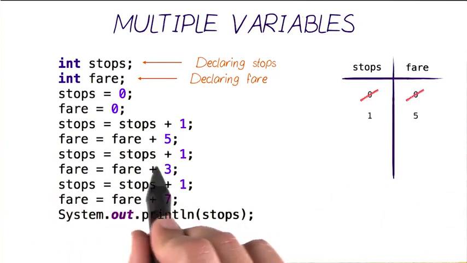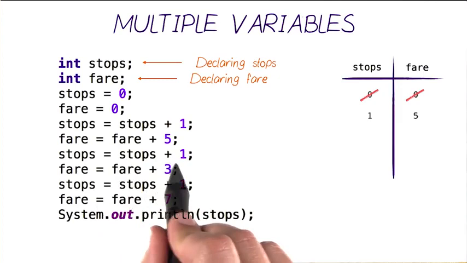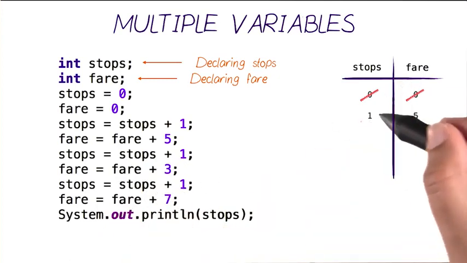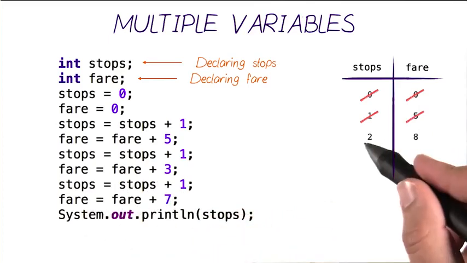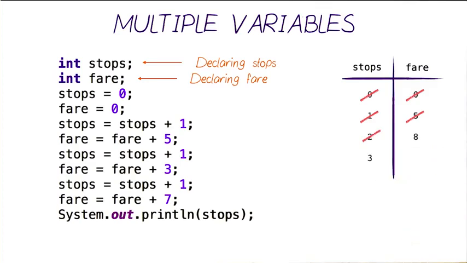The next line here is updating our variable stops by adding 1 to it. So instead of it being 1, it becomes 2. And our variable fare becomes fare plus 3. So instead of it being 5, it becomes 8. And then our stops variable gets updated again by adding 1 to it. So instead of 2, it becomes 3.